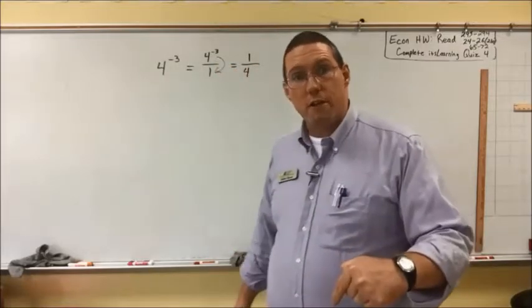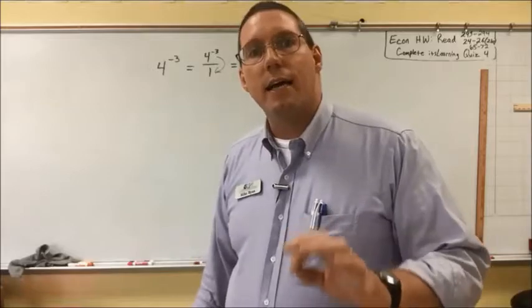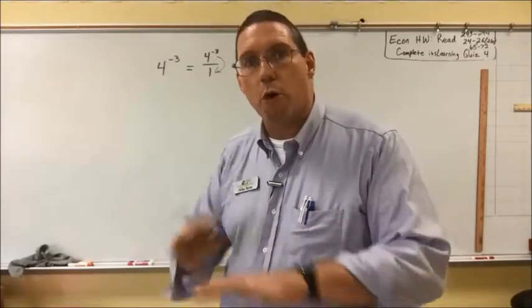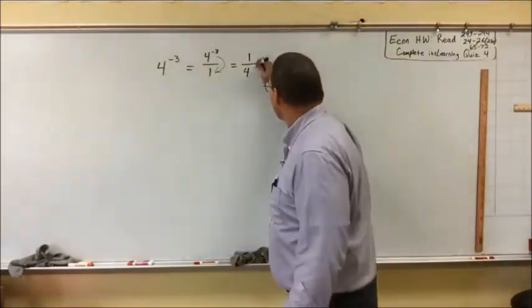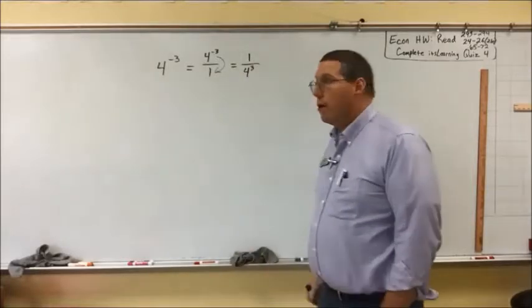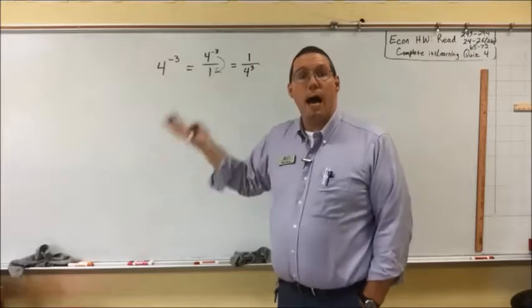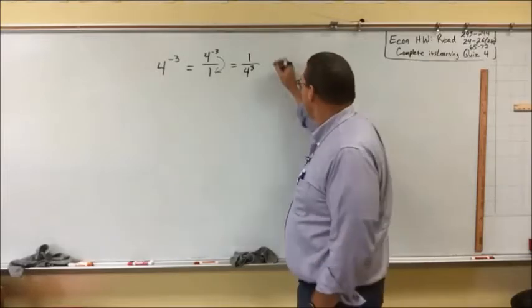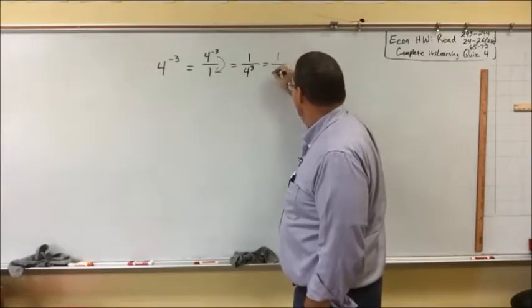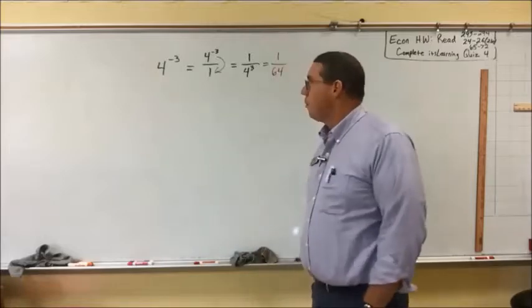But because it's switching sides, it's not a negative exponent anymore. We're going to get rid of the negative. It's just 4 to the 3rd power. So this is the same thing as 1 over 4 to the positive 3 power. And 4 to the 3rd power is 64. So this is really 1 over 64.